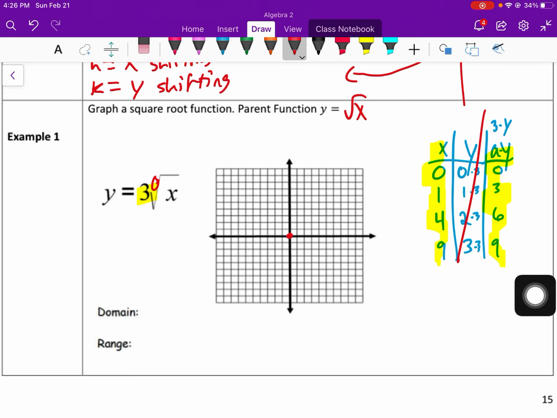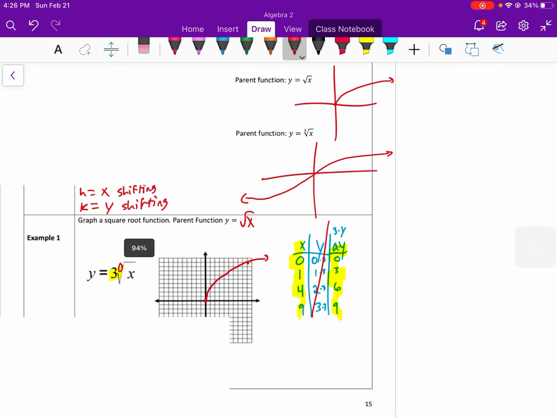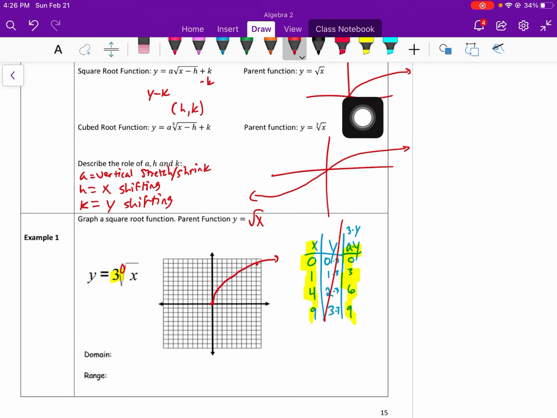We have 0, 0 for our first ordered pair, 1, 3, then 4, 6, and then 9, 9. 9 will be up here. So now you can see how much of a stretch it is. The original function is a little more narrow, and it stretches it.